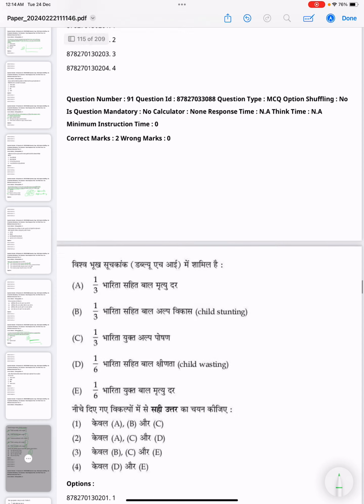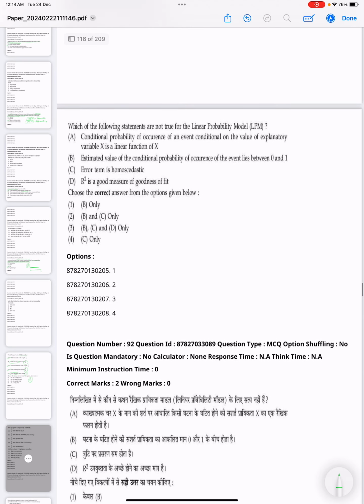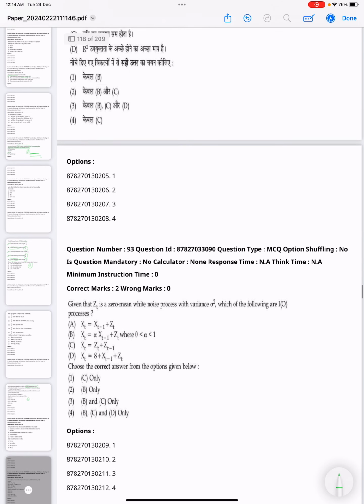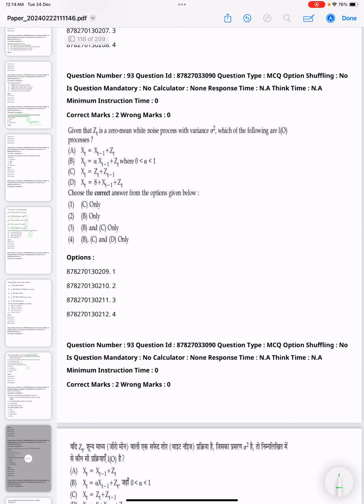Okay, now coming to the 92nd question, linear probability model. I am not sure about it, so I'll just guess here and save some time. For the 93rd question, white noise process with variance sigma, I'm still not sure. This means I need to brush up my econometrics skills. So I'll make a guess in this question itself and then move on to the next part.